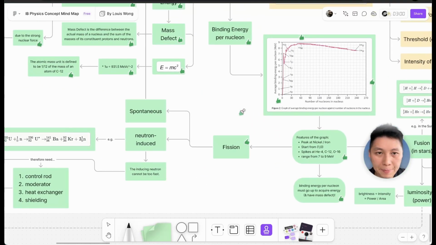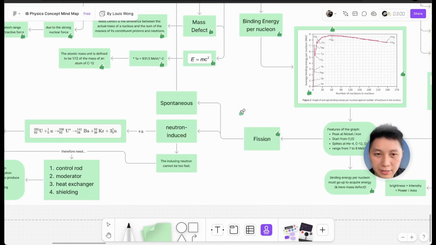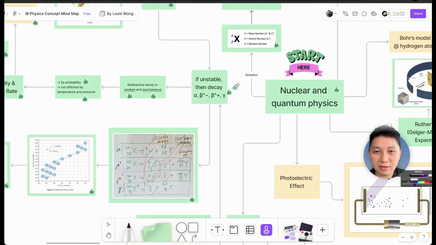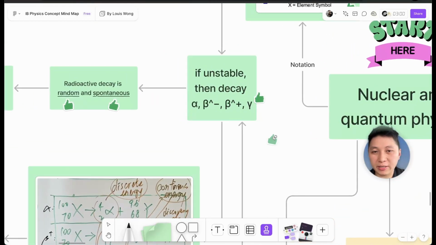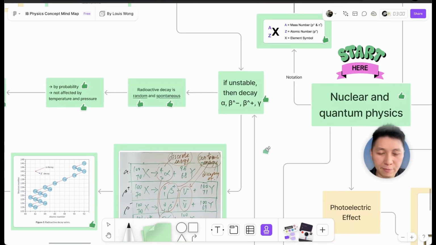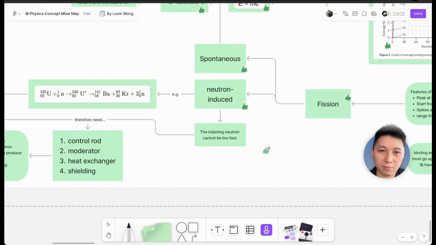And so continuing on the fission idea, you again need to know there are two kinds of fission. One is spontaneous, one is neutron-induced. In fact, the idea of spontaneous fission is simply what we just mentioned about alpha, beta, and gamma. You already know about it. Alpha, beta, gamma are called spontaneous fission because they also split into something smaller, isn't it?